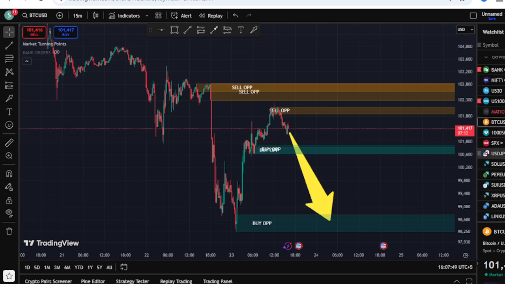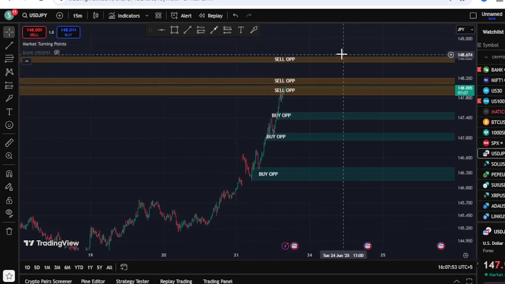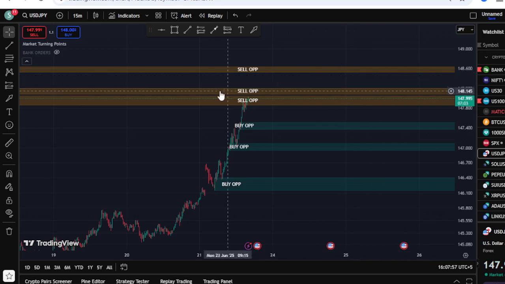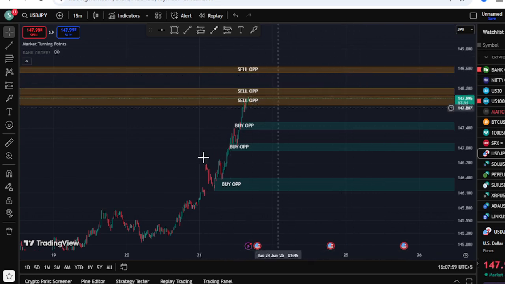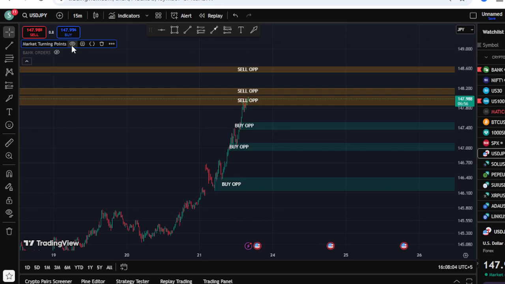So this is the midday market review from my side, and even the last one, USD JPY, has reached the top selling opportunities. So just note down these levels, 148.448. These are the good rejection points for the market. Okay, so moreover, the further review will be done in the evening.